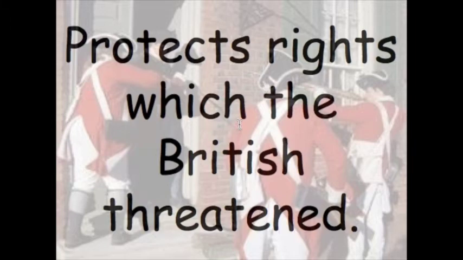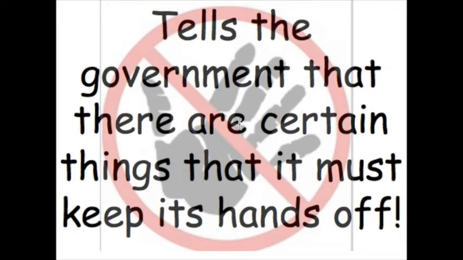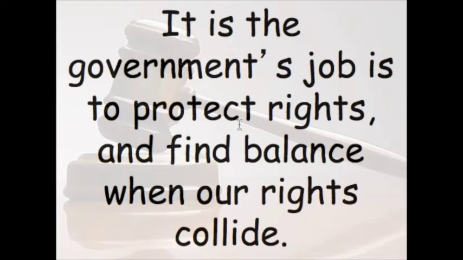Which leads us to our second topic. We want to make sure that we have something in law that tells the government that there are certain things that it must keep its hands off. There are certain things that are just not your business, government. That includes our religion, our thoughts, our ideas, our rights to express ourselves. The government doesn't have a right to infringe on these things. The Bill of Rights guarantees protection of these things. Moreover, it makes sure that it is the government's job to protect our civil rights.